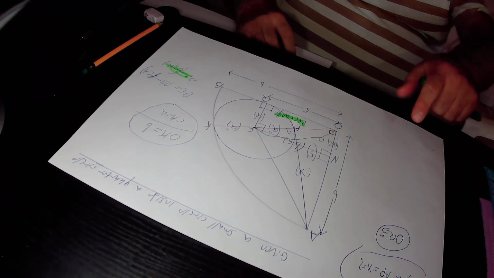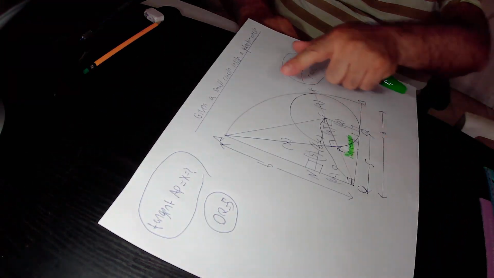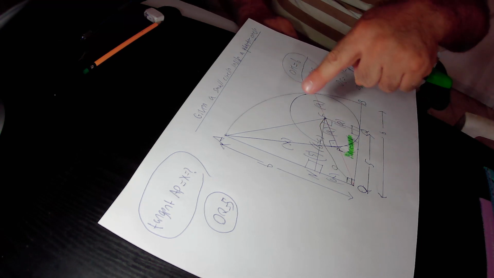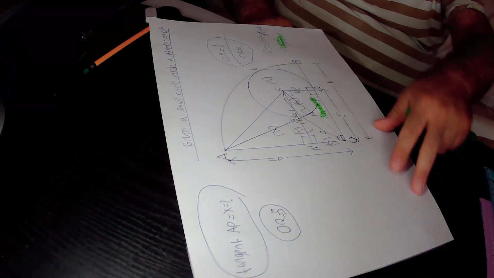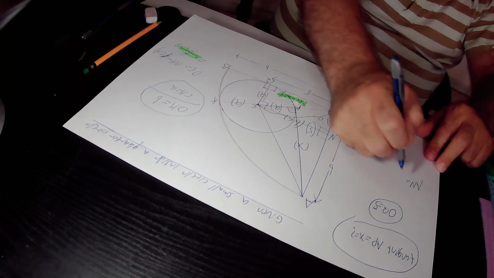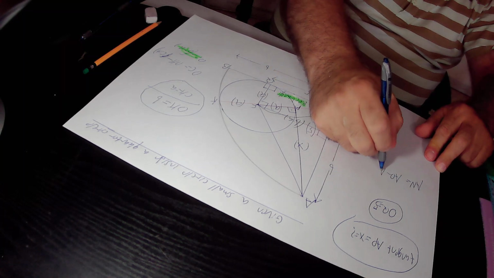So, what is the length of line segment AN? From the drawing, it is very easy to see that AN in total equals AO minus NO. Again, AN equals AO minus NO. So, I write it down. AN equals AO minus NO.